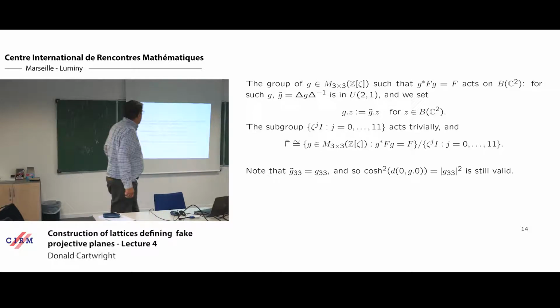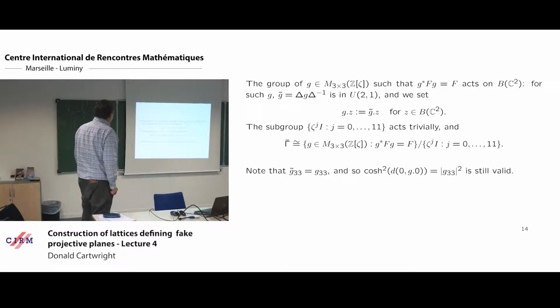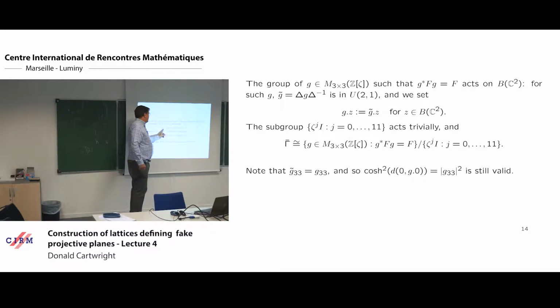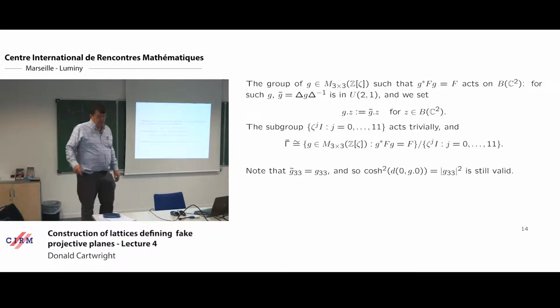Now we're dealing with a slightly different situation where G isn't unitary with respect to F sub 0, where it's unitary with respect to this F. So to get it in U21, I have to conjugate by this matrix I call delta. And so our group still acts on the unit ball, but we have to do this conjugation first. So the definition of the action of G on Z is that it's, in fact, the action of G tilde on Z.